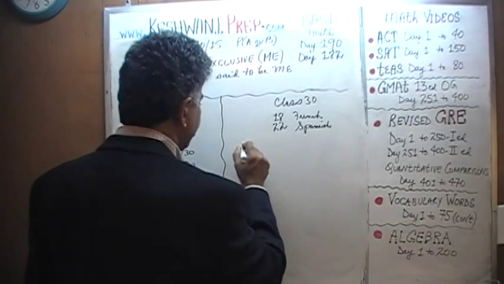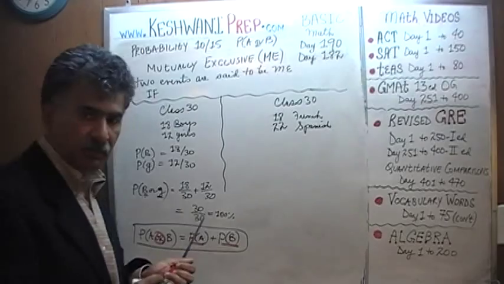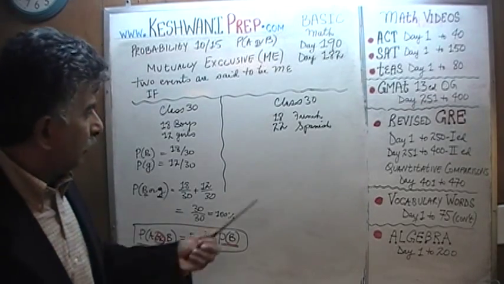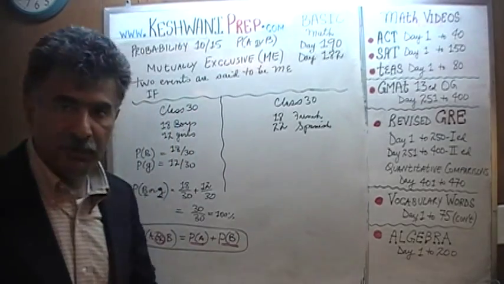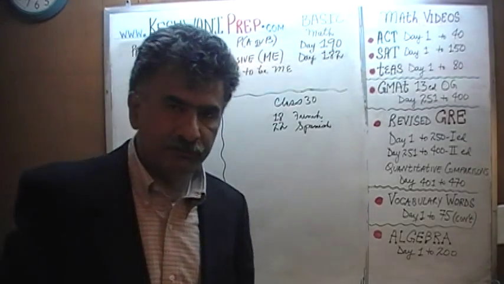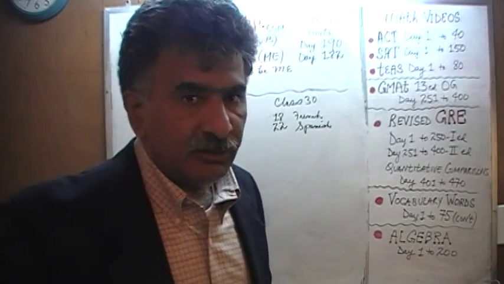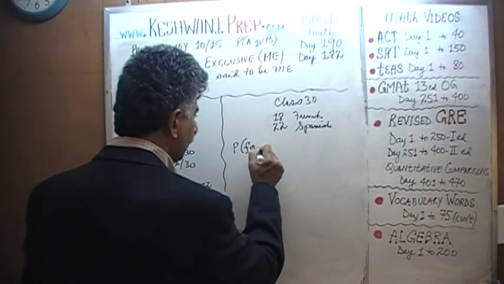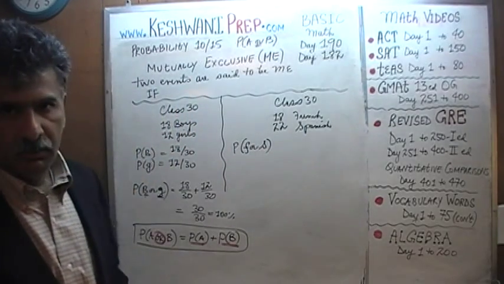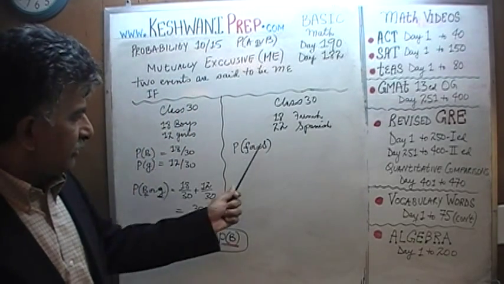So here we are asking the same thing. What are the odds? I'm not going to write everything down, I'm just going to tell you. What are the odds that if you were to pick one student at random, that student studies either French or Spanish? Okay, watch what happens. Either French or Spanish.